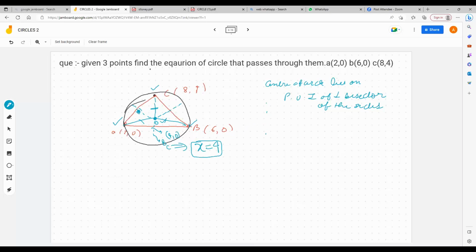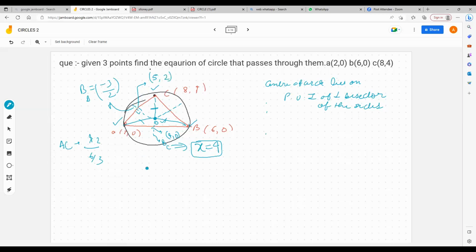Now coming to AC. What is the slope of AC? The slope of AC is 4 divided by 6, that is 2 by 3. This we can easily see. So the slope of this bisector, which we will call BB, will be minus 3 by 2. And it passes through this point, which is the midpoint of AC. So what is the midpoint of AC? It will be (8 plus 2) by 2, that is 5, and 4 by 2, that is 2.